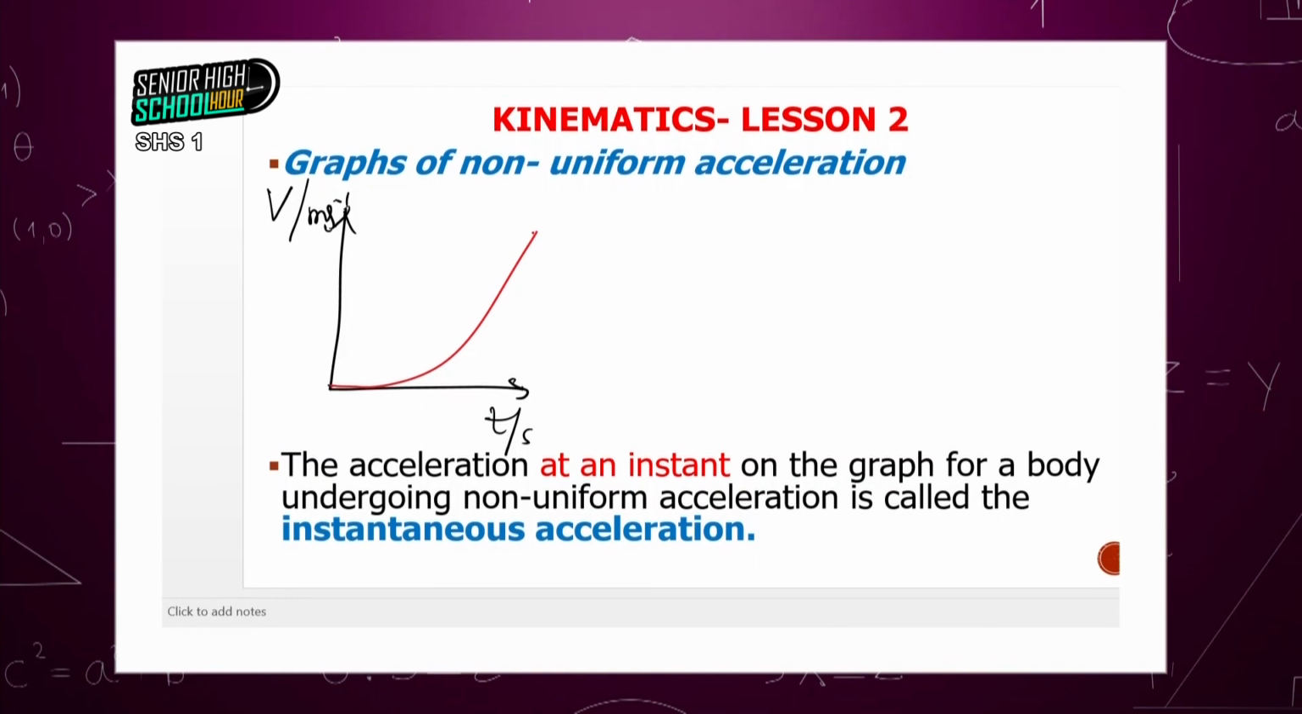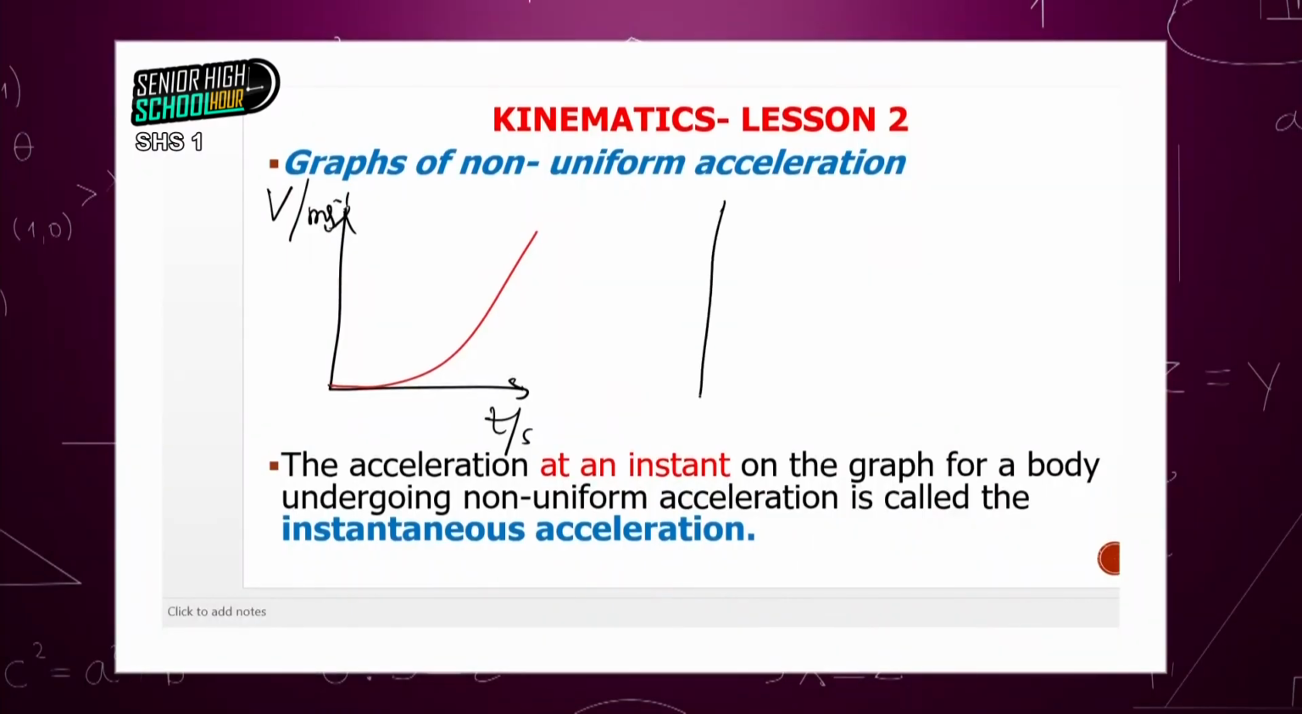In some other times, you could have the curve being a little more curvy. So we could have something like this. Still velocity against time, so velocity in meter per second, then time in second. It could be like this. So this one too, the body is moving with non-uniform acceleration. The labeling of the axis is velocity against time. Now, because the body is not moving with a uniform acceleration, we can't really tell the acceleration of the body because it changes, it varies from time to time.